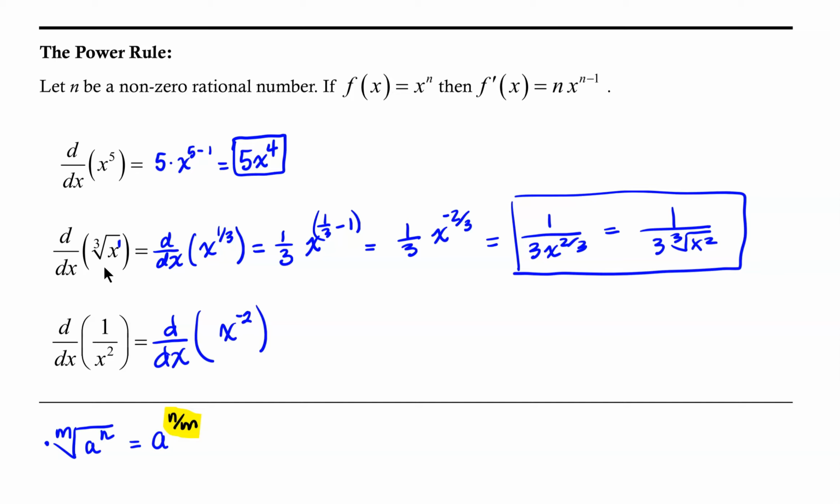Now, negative 2 is in fact a rational number, and so the power rule can apply. So our derivative here would be negative 2 times x to the negative 2 minus 1 power. So negative 2 times x to the negative 3 power, or negative 2 over x cubed.